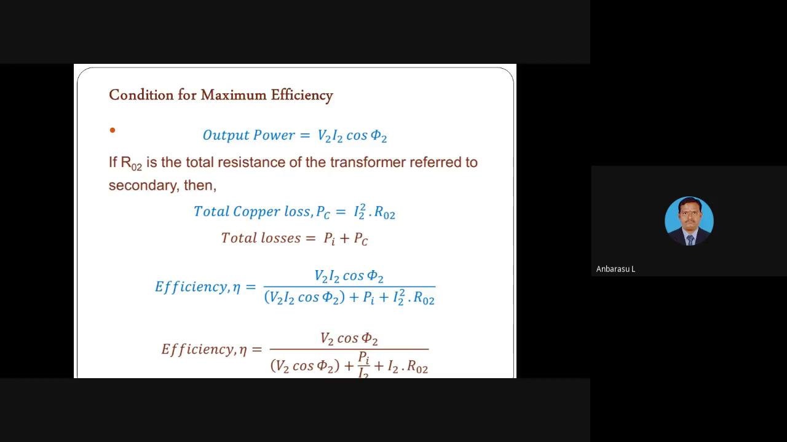Then efficiency eta equals V2 cos phi 2 divided by V2 cos phi 2 plus Pi by I2 plus I2 into R02. From the numerator and denominator, the common parameter I2 is available. We separate it outside, so we get V2 cos phi 2 divided by V2 cos phi 2 plus Pi by I2 plus I2 into R02. The common parameter for numerator and denominator is I2. Finally, we can get the last type.